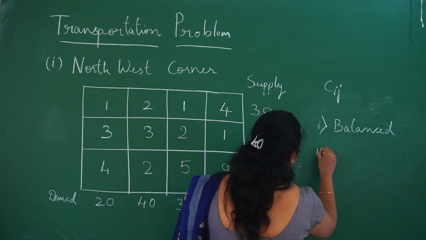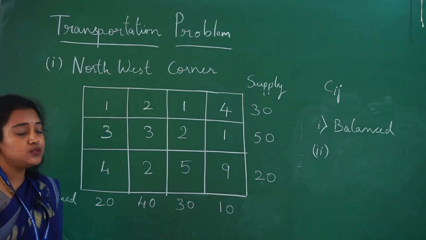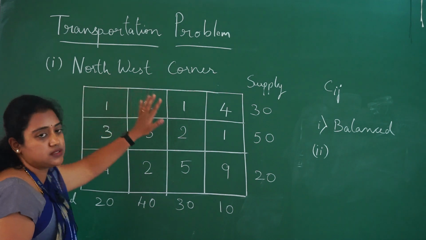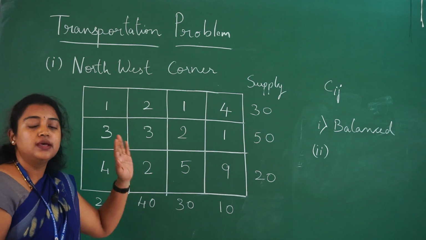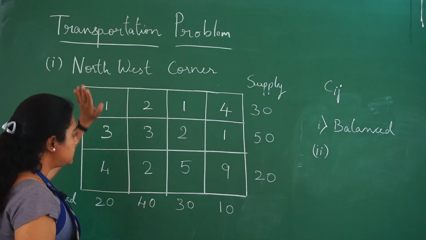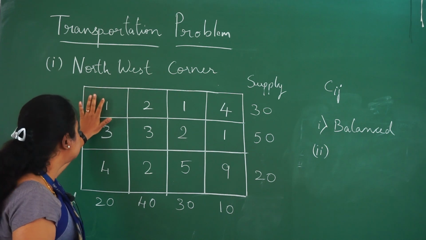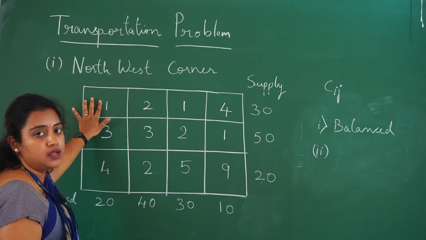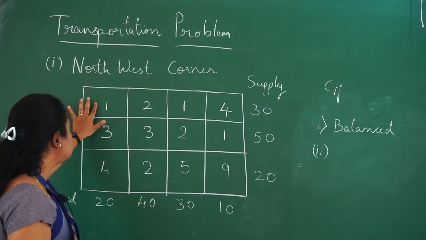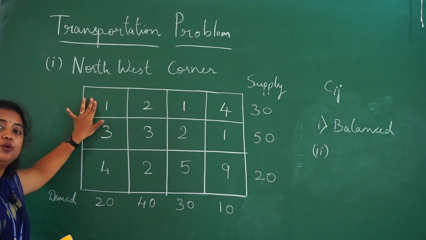The second rule is, in NWC, you have to choose a cell which is in the northwest. You cannot take a compass here and calculate where is north and where is west. It's very simple. Just raise your left hand. The topmost cell towards your left hand is known as the northwest corner. So obviously we are going to start the problem with the northwest corner. This is our northwest corner, and here we have to make some allocations.